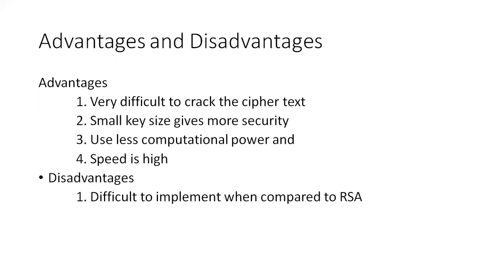And the speed is high, but it suffers from one drawback. That means the ECC algorithm is more difficult to implement when compared to the RSA algorithm. RSA is a simple algorithm, so it's easy to write the code and the program. When it comes to implementation detail, ECC is more difficult than the RSA algorithm. Other than that, ECC is considered to be the next generation security cryptosystem algorithm.